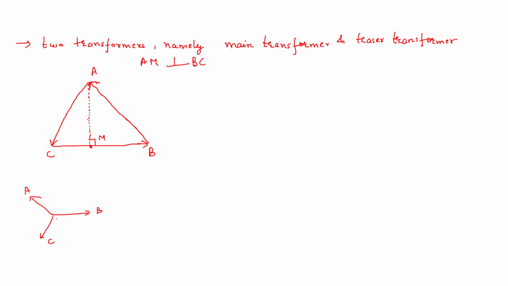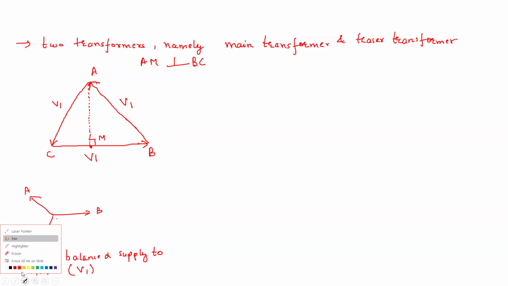If we are giving the supply V1 to AB, AC, BC, basically a three-phase balanced supply. Three-phase balanced supply means the magnitudes are equal, to A, B, C, with magnitude V1. Okay, so let me write it.